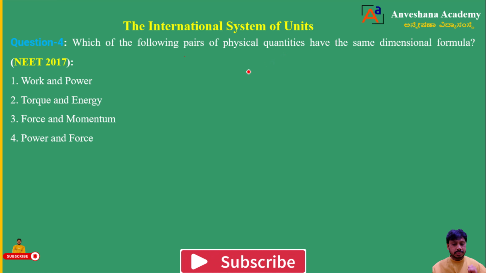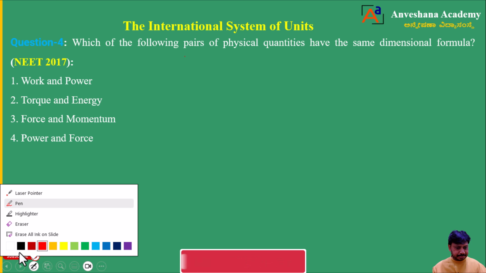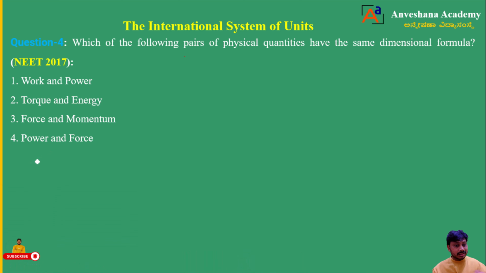So how do we solve this numerical? First, I will list out the dimensions for all the parameters given. The first one: what is the dimensional formula for work? Work is equal to force into displacement. What is force? According to Newton's second law, force is m into a. So work is m a into d. Now I will write the dimensions for all of these.